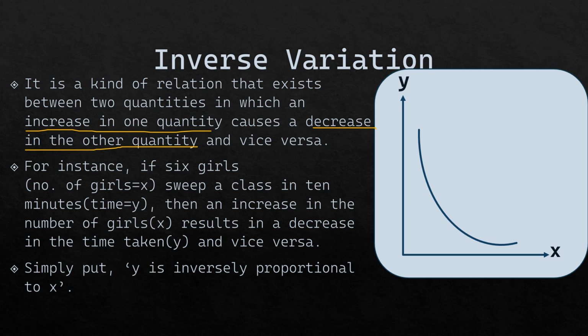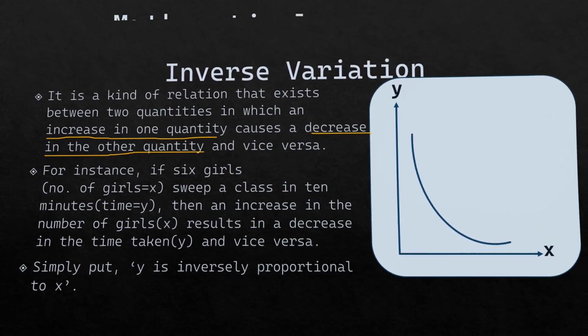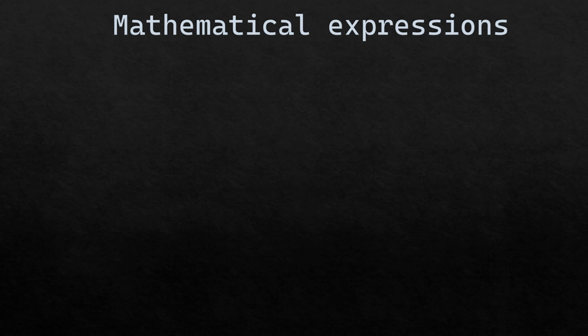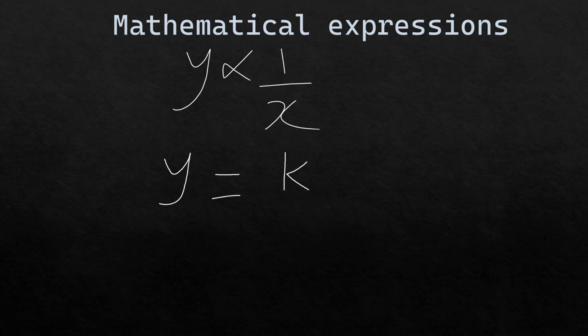So we can also have a graphical representation here. So this is it. Now let's look at some mathematical expressions. So this is how I write it. y is inversely related to x. So if I want to introduce an equal to sign, all I'll do is introduce a constant, so it will be y equals k on x. As simple as that.